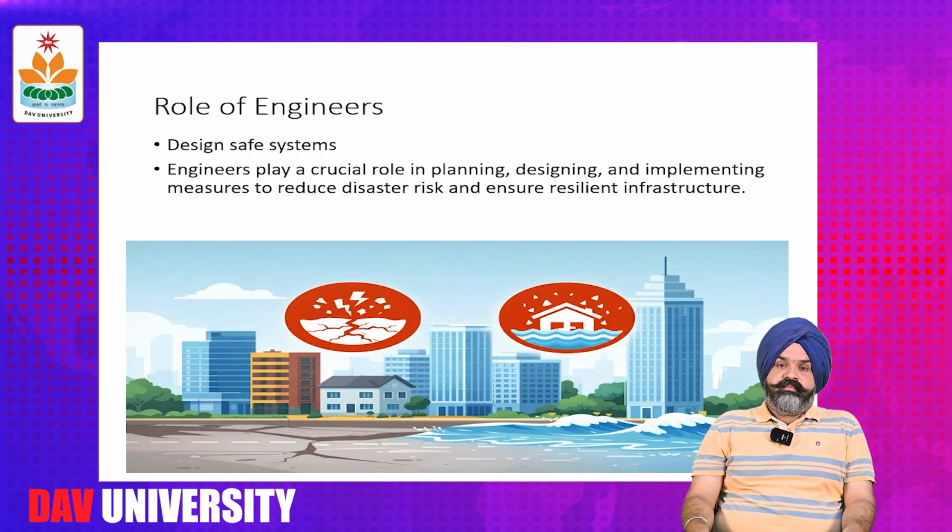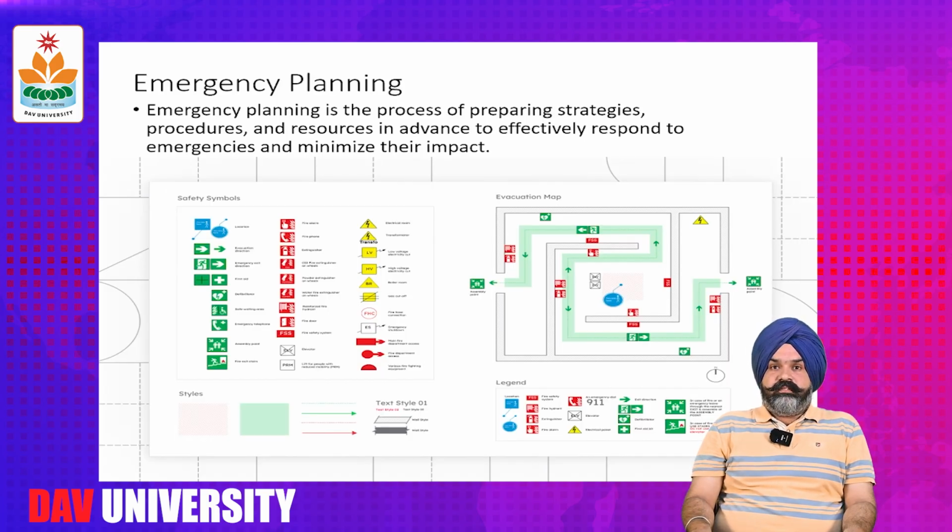The engineering role is very important in disaster management as well as in resilient infrastructure. The role of engineers, basically, is to design a safe system. Engineers play a crucial role in planning, designing, and implementing measures to reduce disaster risk and ensure resilient infrastructure. These are the emergency planning tools and signs I have mentioned here. Emergency planning is the process of preparing strategies, procedures and resources in advance to efficiently respond to emergencies and minimize the impact of natural disaster.